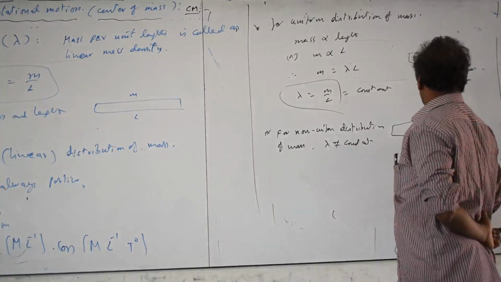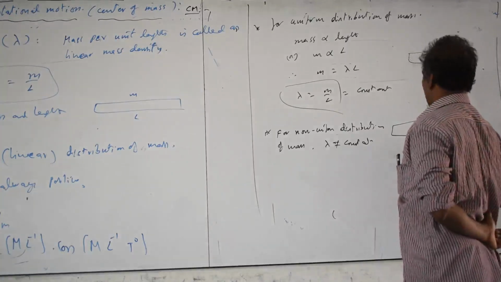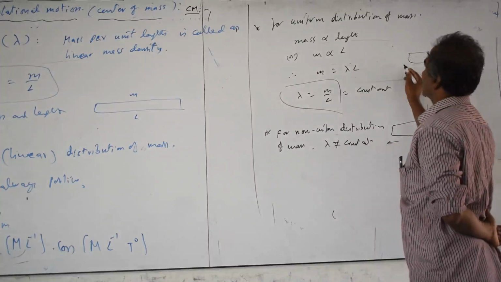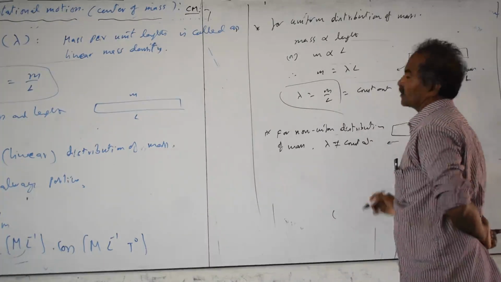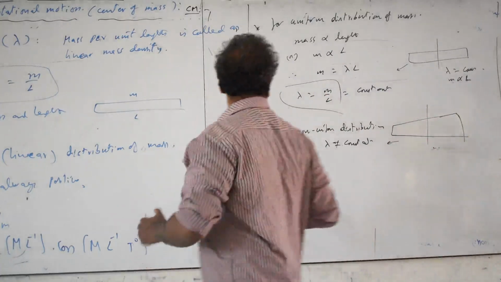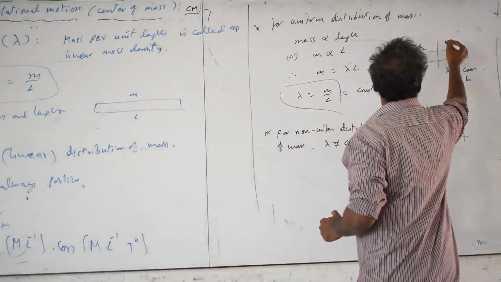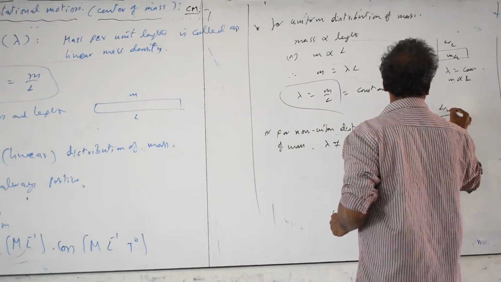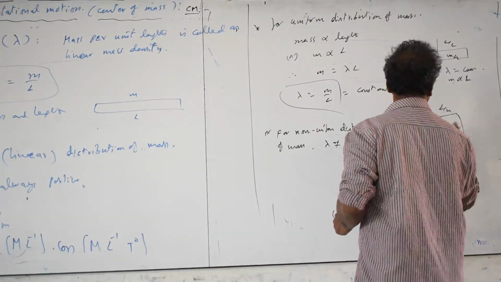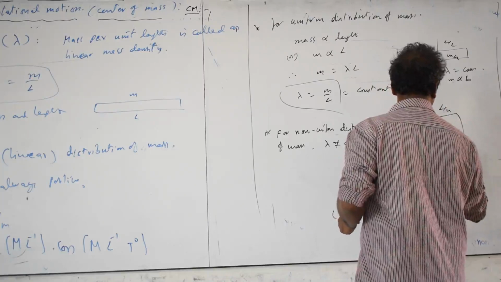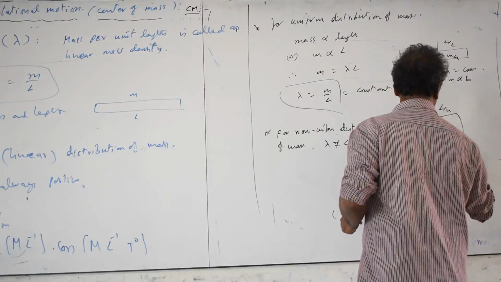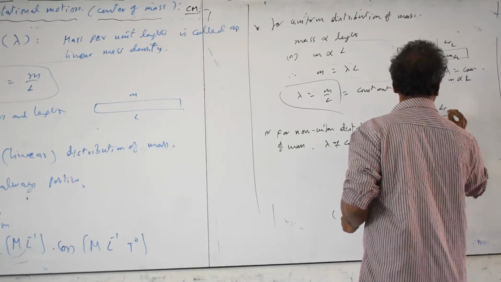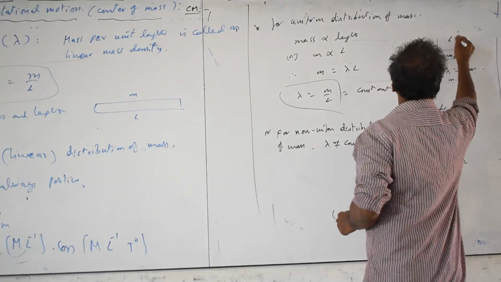This is non-uniform. Okay, this is written. This is an example for this. This is for uniform distribution of mass: L by 2, L by 2, m by 2, m by 2. This one has L by 2, L by 2, but the masses are m1 and m2. m1 is not equal to m2, even though the lengths are halved exactly.